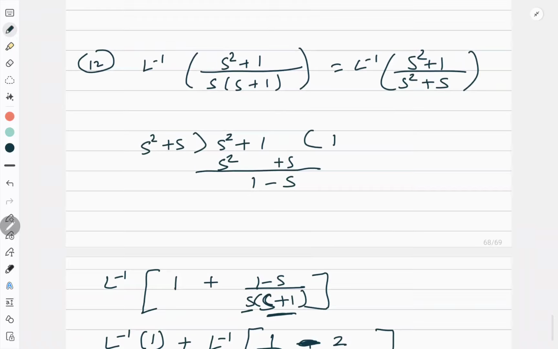So this is how you can do the questions of Laplace inverse when it is based on partial fraction. So with this we are done with the Laplace inverse. I hope you understood the concept.